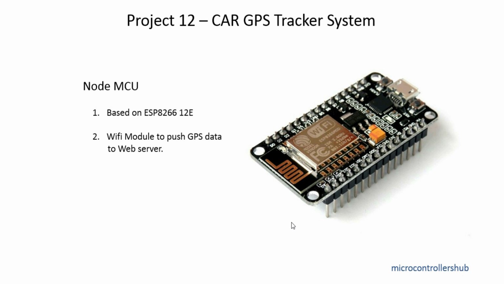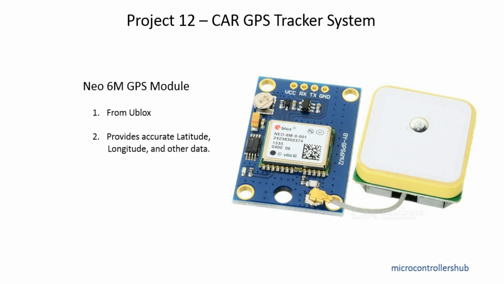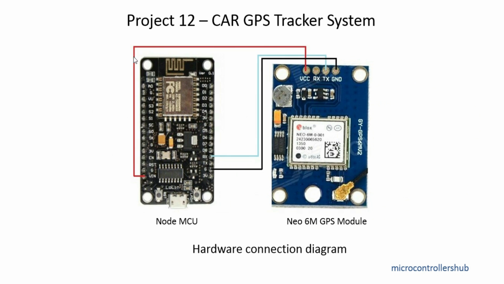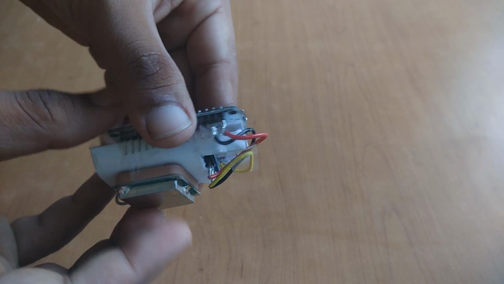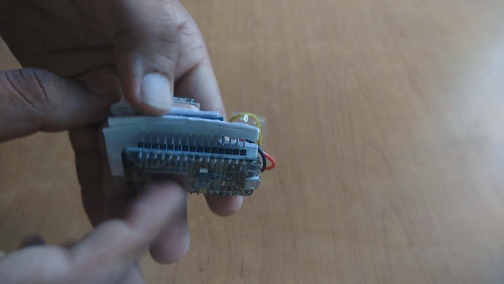For hardware, I'm using NodeMCU, which is based on the ESP8266-12E module. This will push GPS coordinates to our web server. Then for GPS, we are using the u-blox NEO-6M GPS module. It comes with an external antenna to communicate with satellites. This module uses an RS232 TTL serial bus. So let's connect the power lines. And lastly, we will solder the TX pin of the GPS module to the RX pin of NodeMCU. I've added a small piece of paper to secure it from the external metal surface.